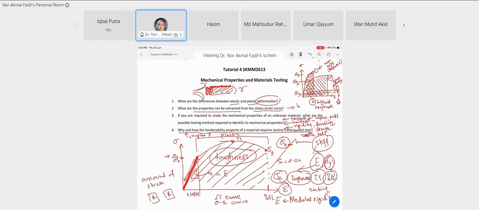Okay, you tak perlulah test tensile strength test, sebab itu bukan properties yang you nak investigate. Okay, bila permukaan tu bergeser means that we want to test the hardness. Okay, how hard the surface resist the scratches or the penetration or indentation, something like that. So basically you need to really focus on the description written in the question.